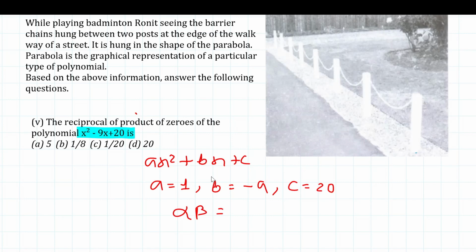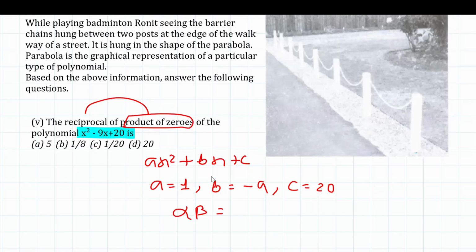There is a difference, right? There is a difference when I say we have to find the reciprocal of the product and not the product of the reciprocal. These are two different things. So first we'll be finding the product of the zeros, and then we'll reciprocate it. So that's the reason I'm finding the product of the zeros.